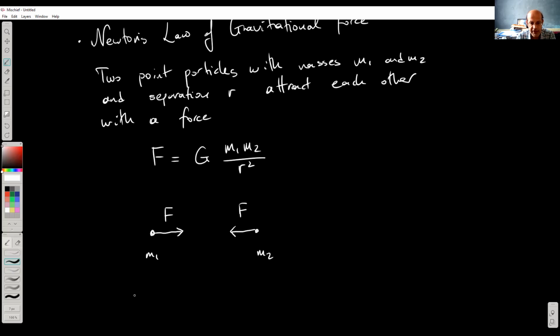Okay, so here G is Newton's gravitational constant. Its numerical value is 6.67 times 10 to the minus 11, and the unit is Newton meter squared per kilogram squared. Right, so that's the gravitational constant.